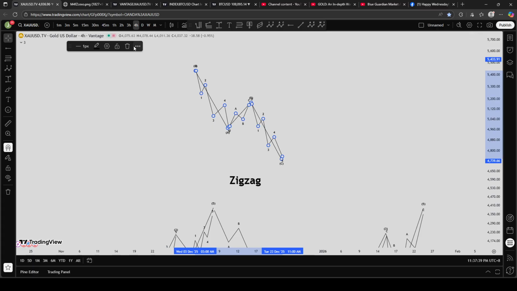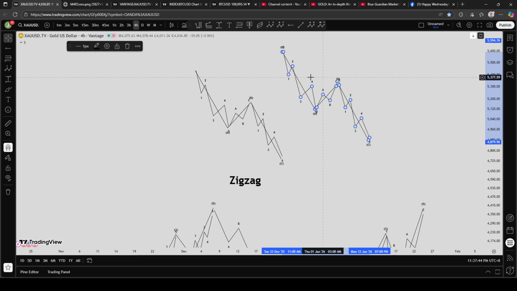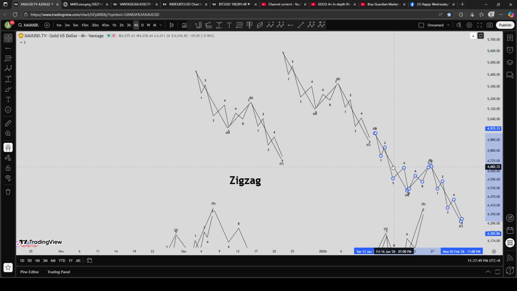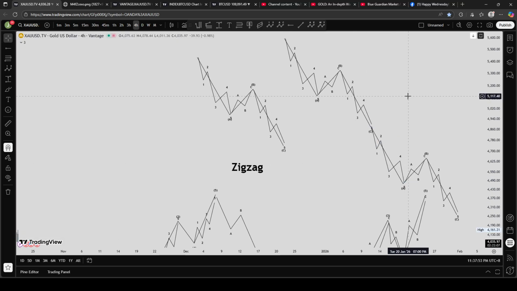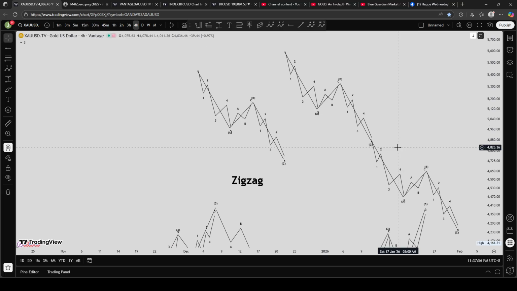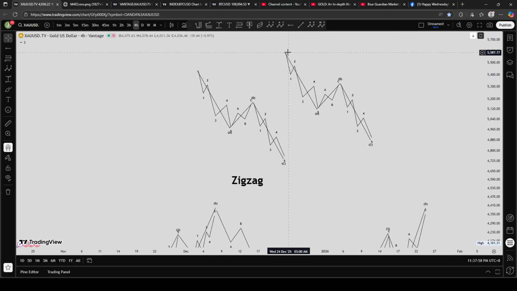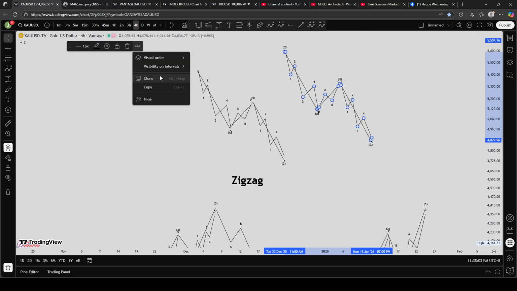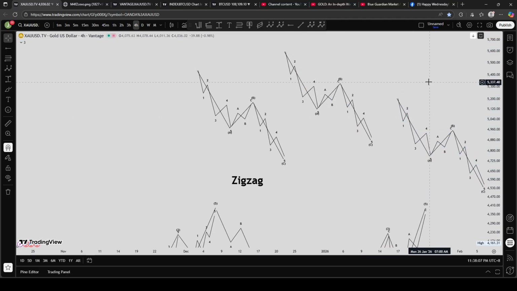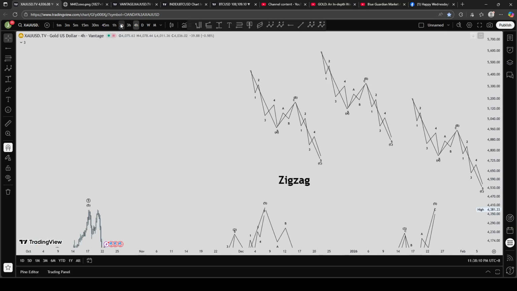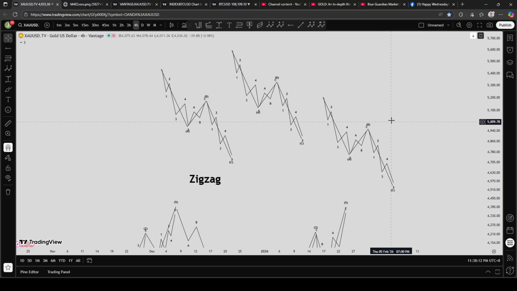Now, the other type of correction, if the correction becomes extended and it created two sets of zigzag, then we call it a WXY correction. And what is a WXY correction? Or a double, sorry. What is a WXY correction? Let me just illustrate it first. So a WXY correction is actually two sets of zigzag like this one.